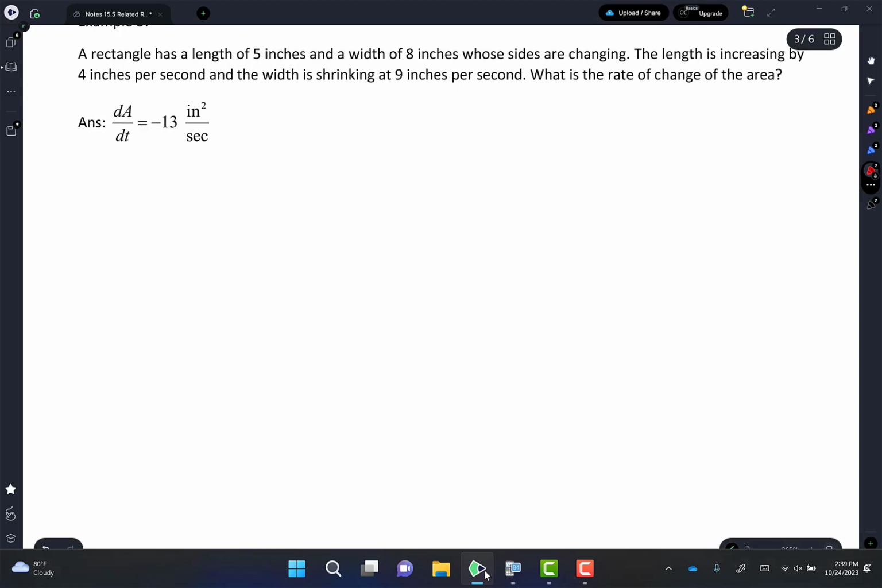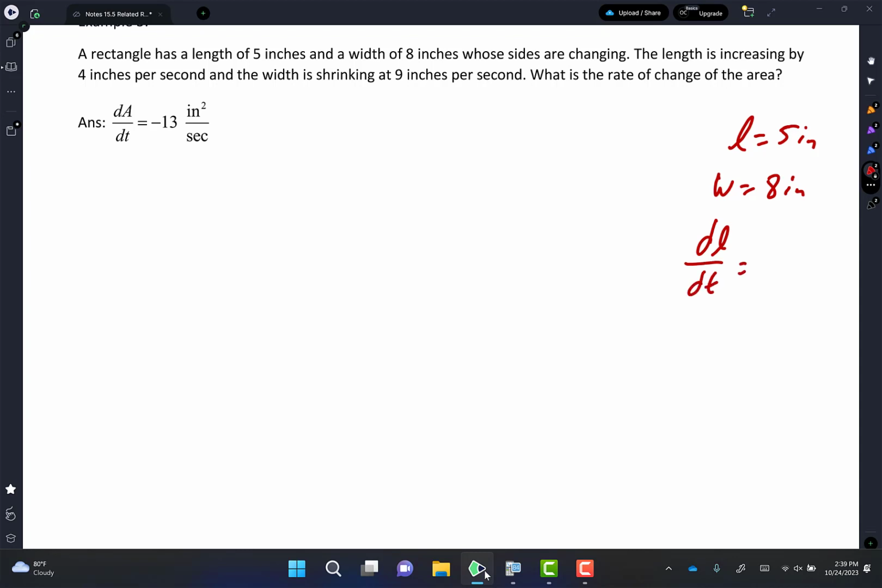All right. Here we go. Next question, guys. A rectangle has a length of 5 inches and a width of 8 inches. So let's write that down. What's the length? 5 inches. What's the width? 8 inches. Whose sides are changing? So you know they're either growing or getting smaller. The length is increasing by 4 inches per second. So that is dl dt equals 4 inches per second.